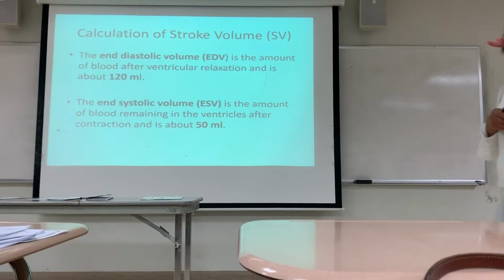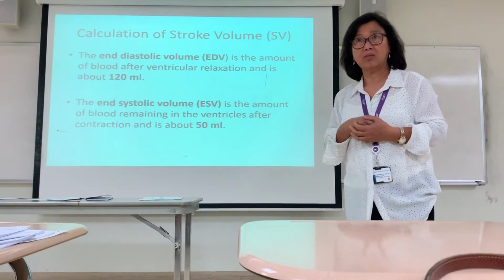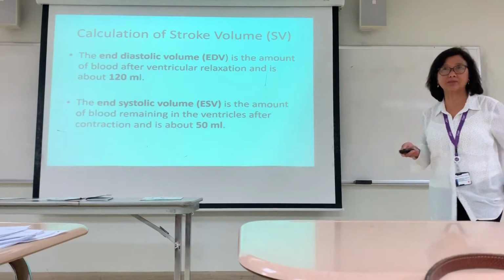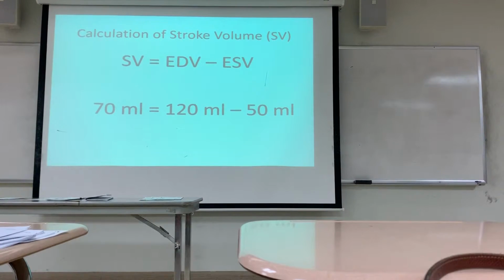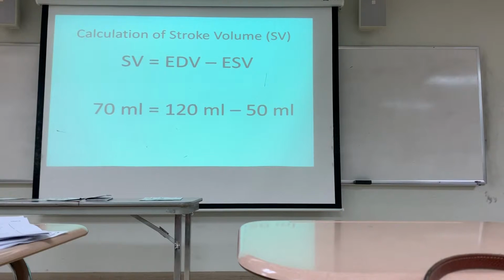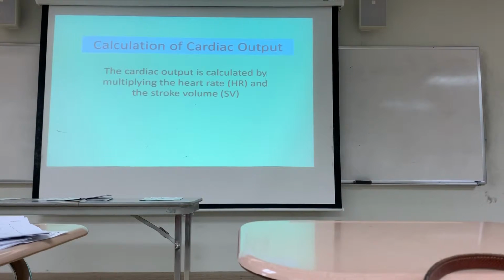120 minus 50 is 70. Okay, now that's the stroke volume. SV is EDV minus ESV, so that's 70. So 120 ml minus 50 ml. Oh my God, this is elementary math.